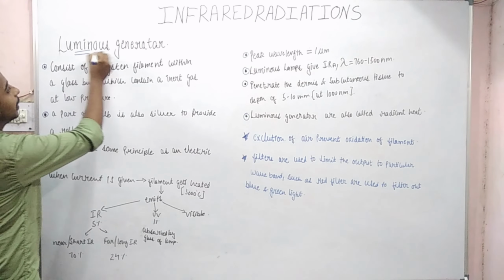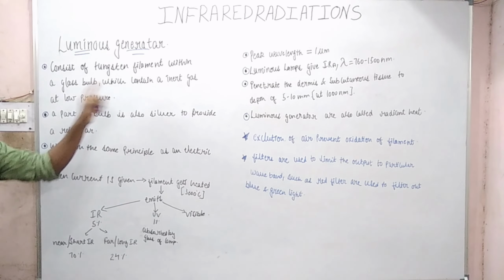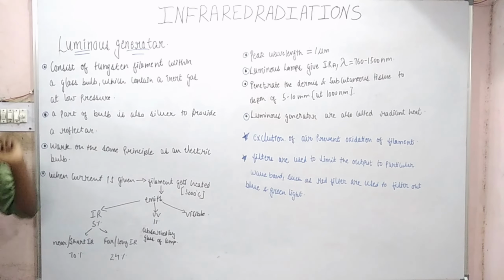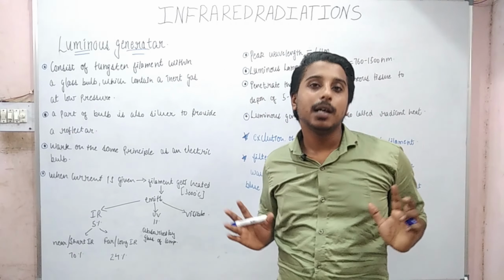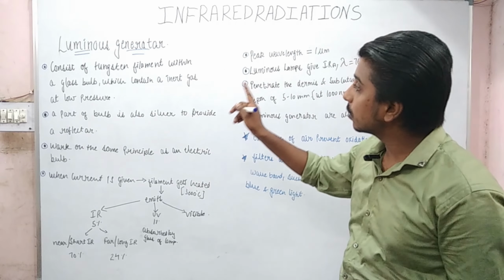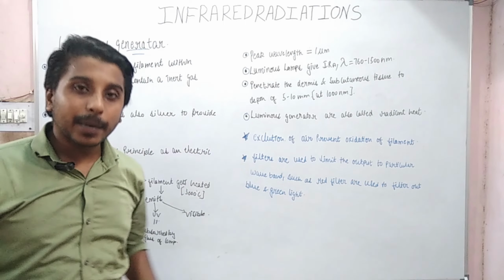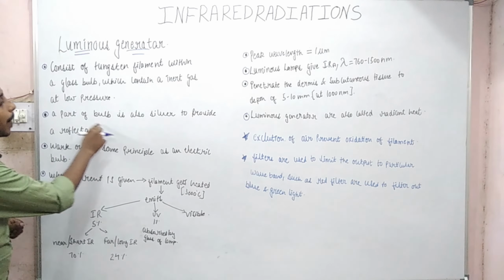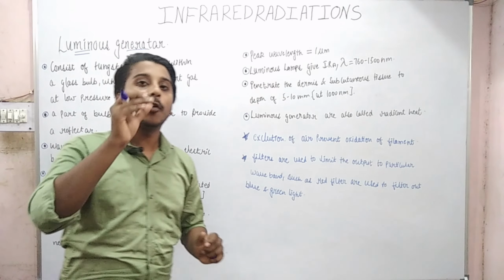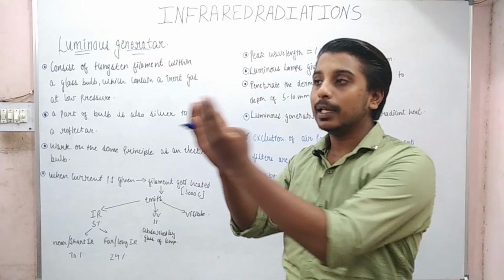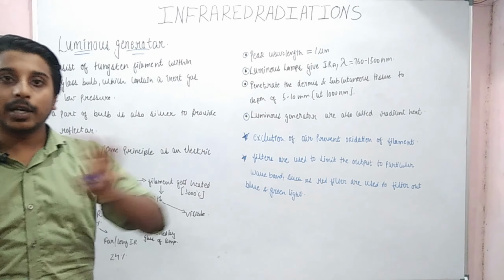Luminous generators consist of a tungsten filament within a glass bulb which contains an inert gas at low pressure. You need to imagine a small glass bulb which has a tungsten filament in it, along with an inert gas at low pressure. A part of the bulb is also silvered to form a reflector. Some part of the bulb is silvered so that the rays are reflected in a single direction. They are not widespread.